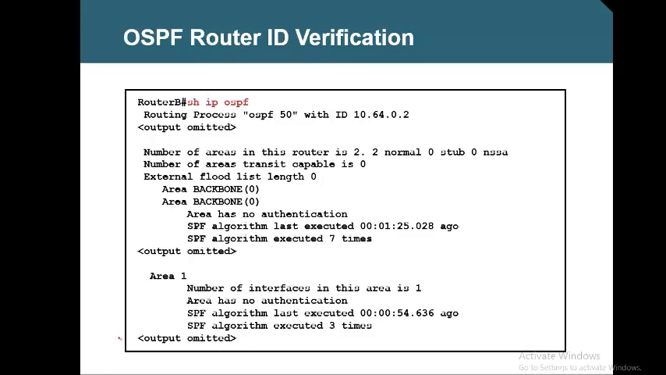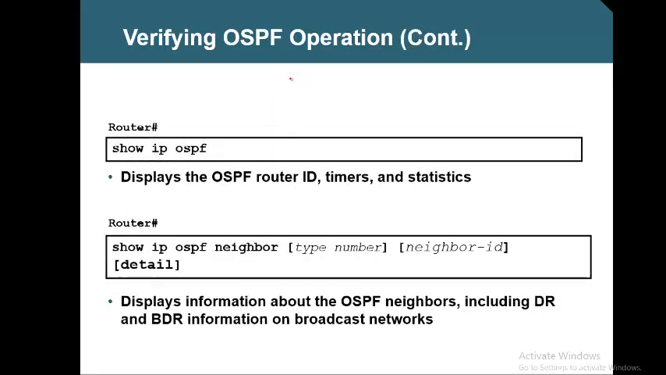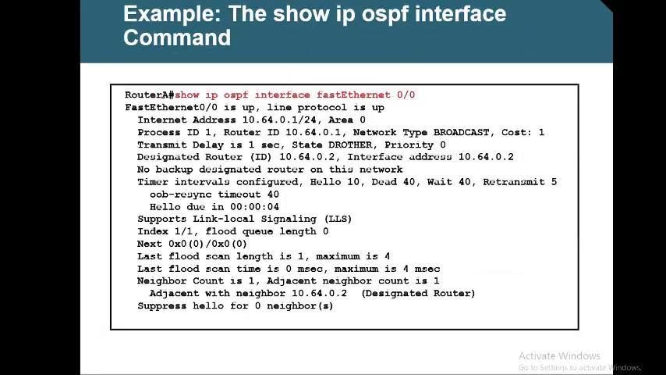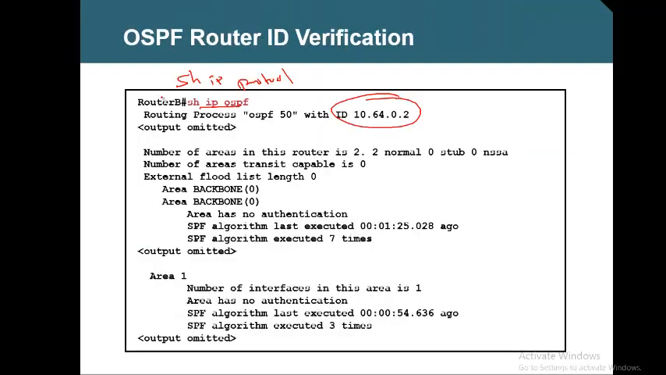So to verify what router ID the router is using, there are two commands. You can say show ip ospf, which will show you the ID. You can also type show ip protocol. There you will see under OSPF the router ID. I think there will be some output here. Yeah, see, not this one. No, there is no output here. So this is one of the commands.